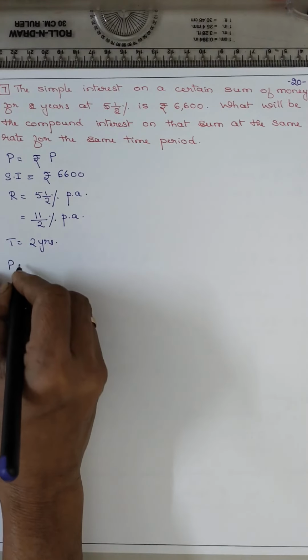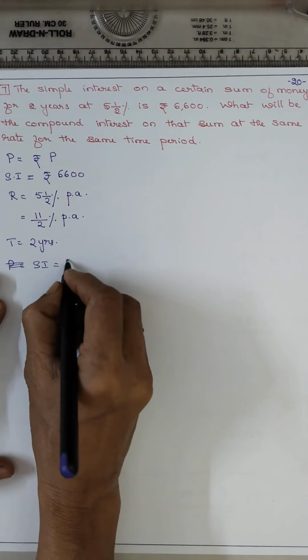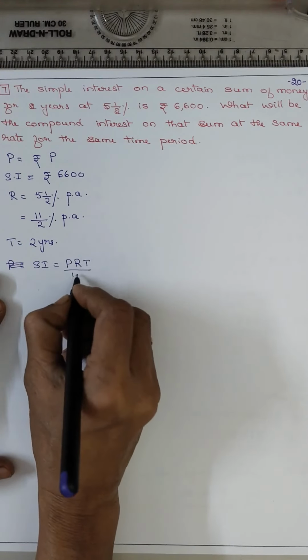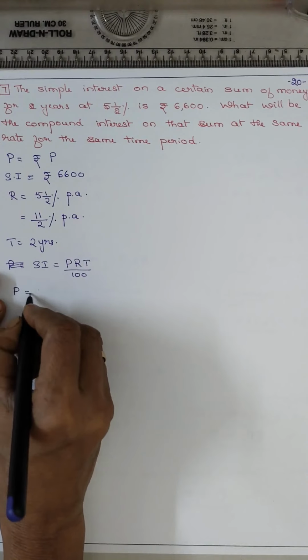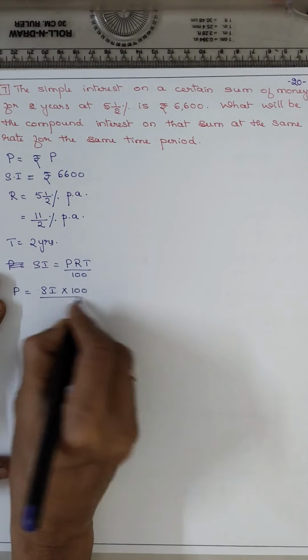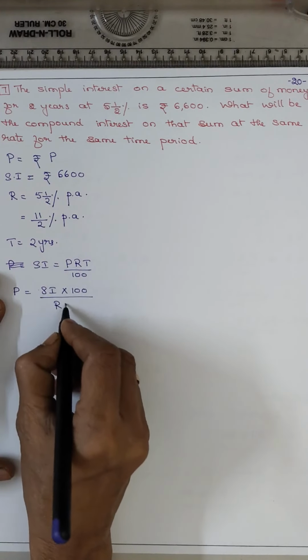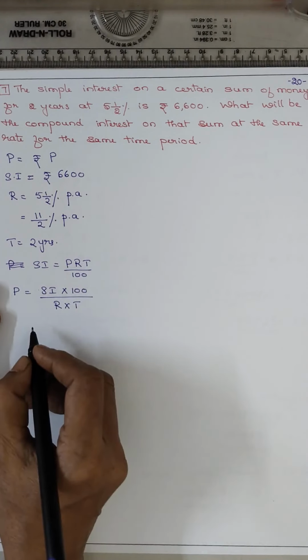So SI is equal to PRT upon 100. So P will be how much? SI into 100. The lower classes you have learnt. SI into 100 upon R into T.